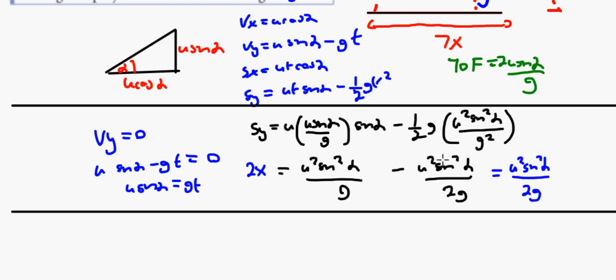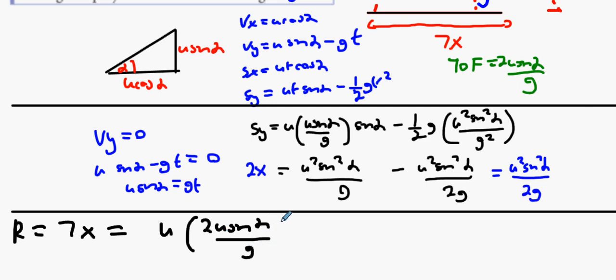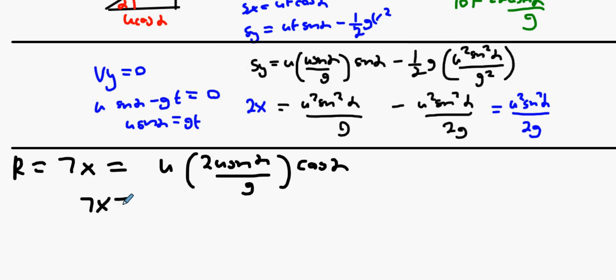So that's the greatest height. Now we're doing time of flight into Sx. So Sx, sorry, range, which equals 7x, is going to be ut. So u by t is 2u sin alpha over g times cos alpha. Okay? And this means that 7x equals 2u squared sin alpha cos alpha all over g.